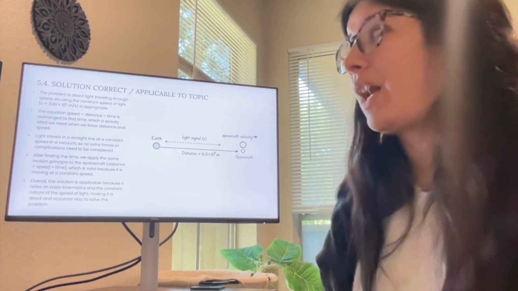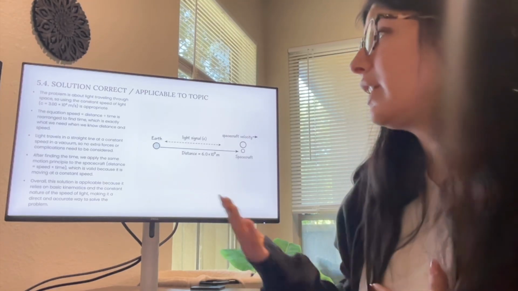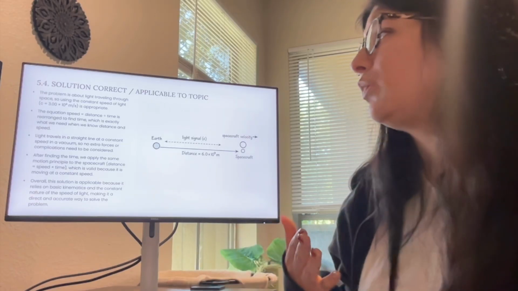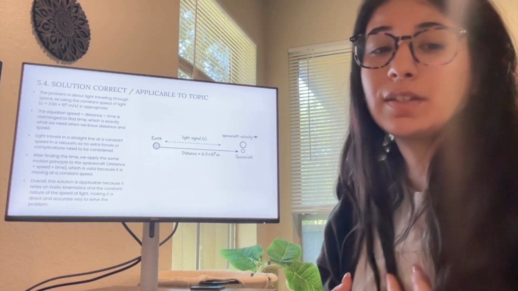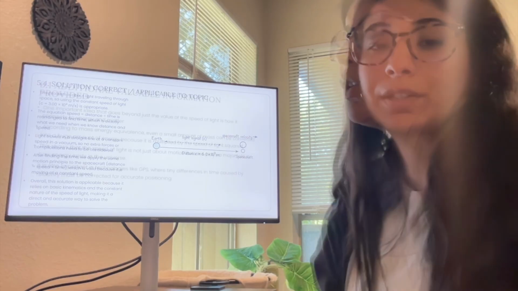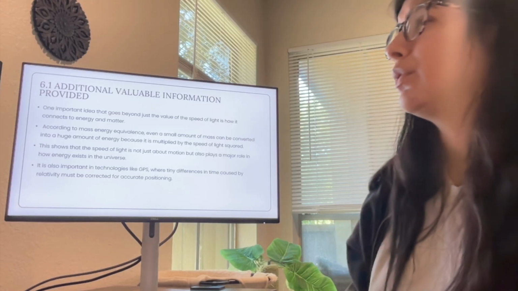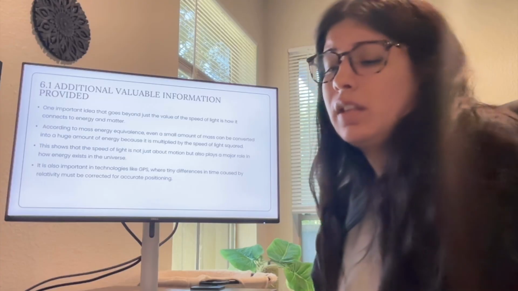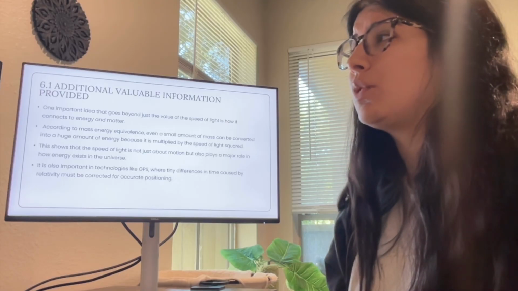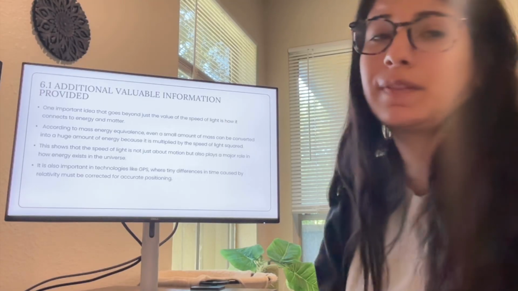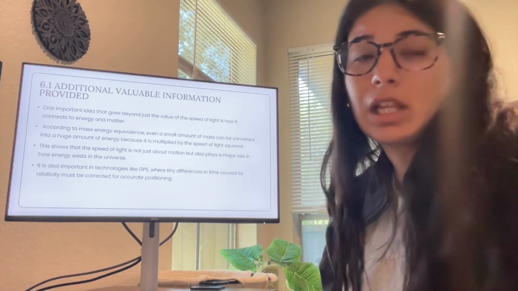Another thing I would like to add is we rearrange the equation speed equals distance over time to find time, which is exactly what we need when we know distance and speed. So that would be another valid reason why the solution is correct. So one idea that is additional and valuable to the speed of light is mass energy equivalence. This shows that mass can be converted into energy, and the speed of light plays a major role in that equation. This idea is important in both physics and technology like GPS systems.